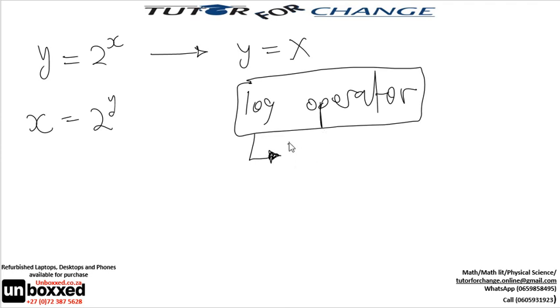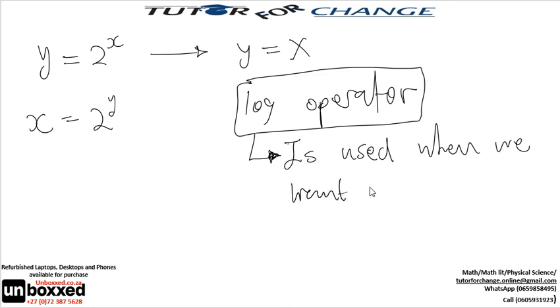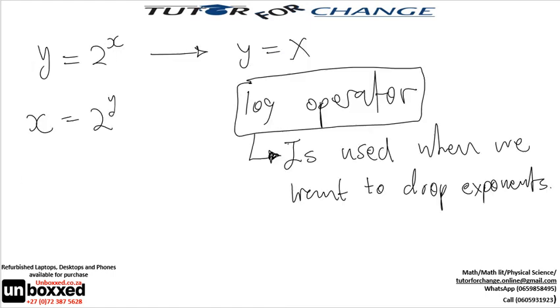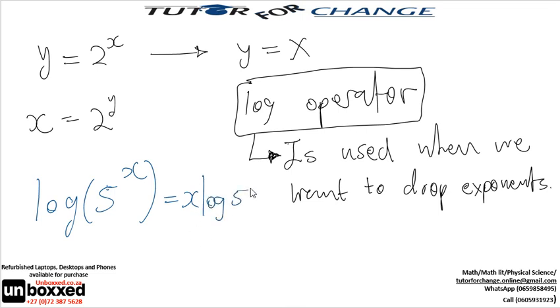We use it when we want to drop exponents. We will come back to this equation. In fact, let us bring it in, because we will work with it when it's on this side. So if we have say 5 to the exponent of x and then we introduce log, the exponent will drop, then we are left with only 5. That is what happens inside the log.